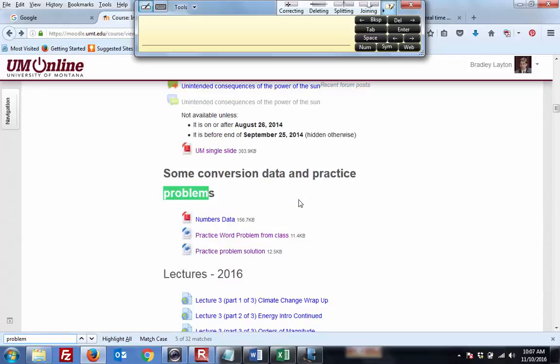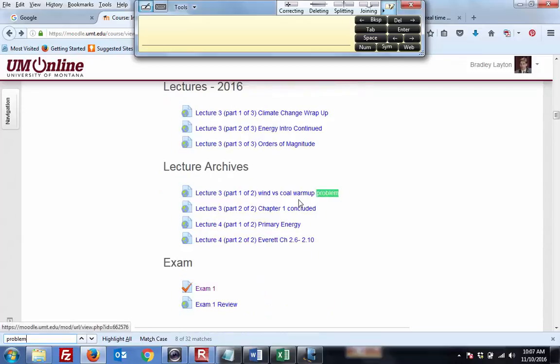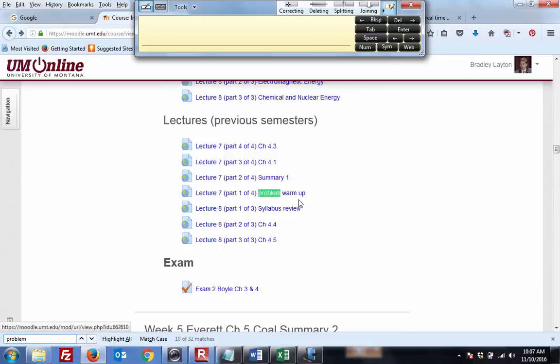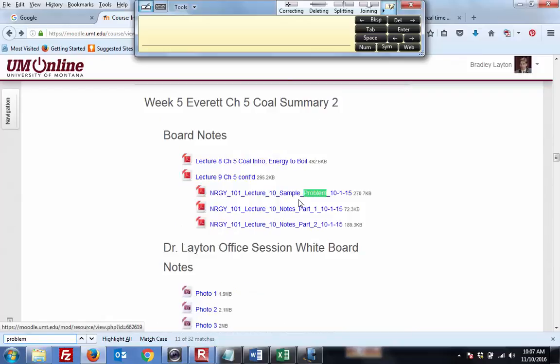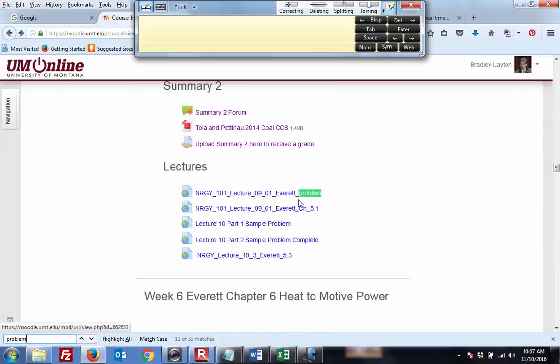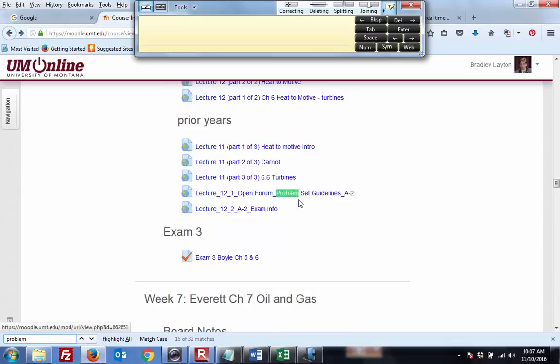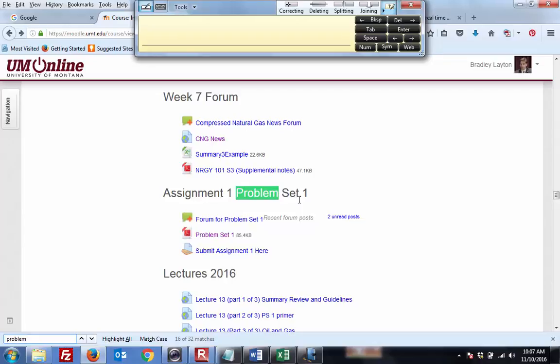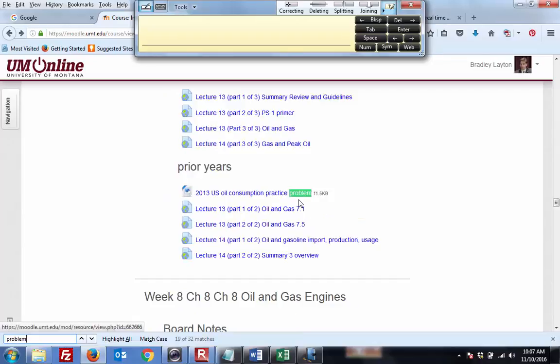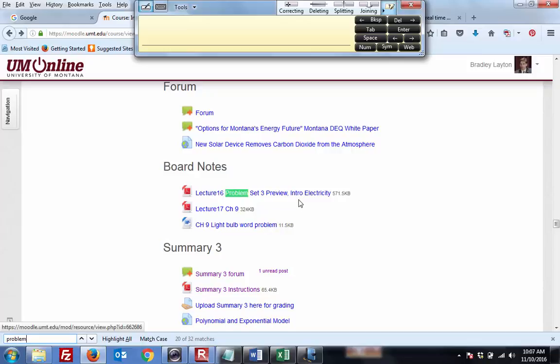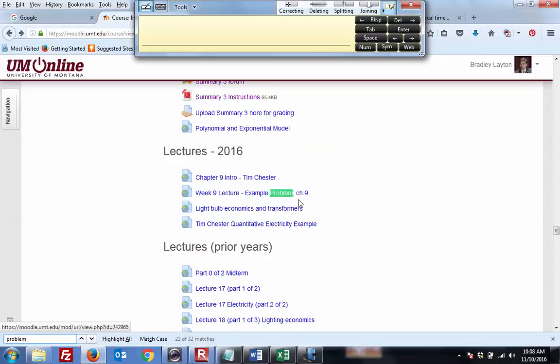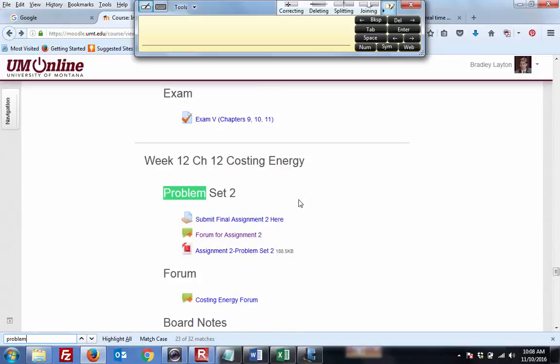Birthday problem. Gone through the practice problems. Lecture 3, cold problem warm-up. Look at all the problems on this. Why don't we just keep creating problems? Let's just find problem set 2. Okay, assignment 1, problem set 2. You search the word problem. I am just searching it. That's sweet. Problem set 2. There it is. Let's take a look at that.